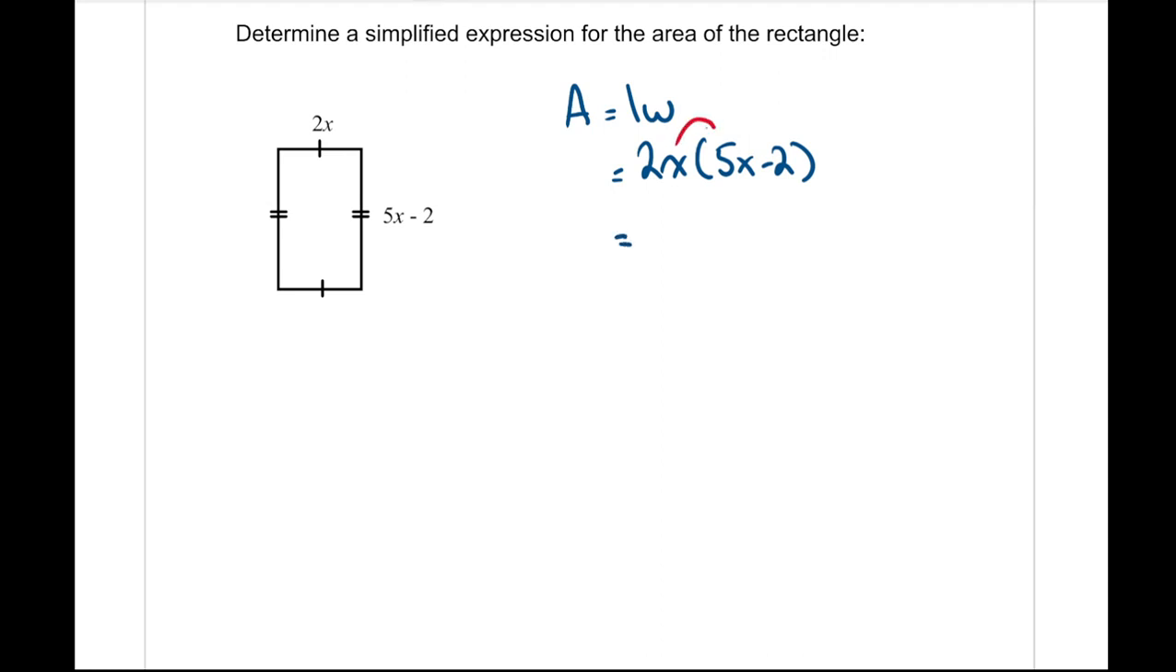Again, we have to use the distributive property. That 2x needs to multiply through to everything inside that bracket. So 2x times 5x plus 2x times negative 2. 2x times 5x, multiply your numbers. So 2 times 5 is 10, x times x is x squared. Positive 2x times negative 2, multiply your numbers, you get negative 4. The x doesn't have anything to multiply with, so it's just negative 4x.